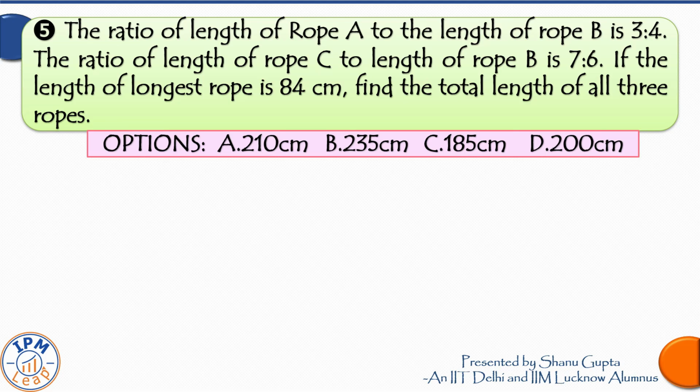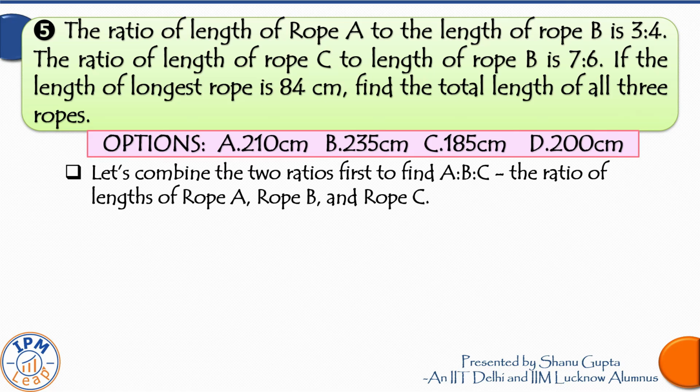So the question is, the ratio of lengths of rope A to the length of rope B is 3:4. The ratio of length of rope C to the length of rope B is 7:6. If the length of longest rope is 84 centimeters, find the total length of all three ropes. Combined ratio of all three ropes would help.